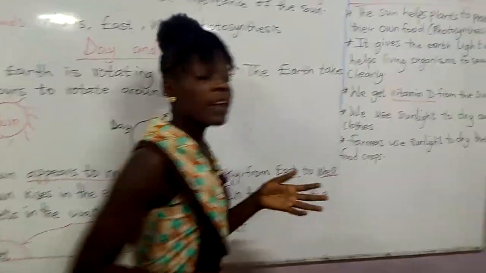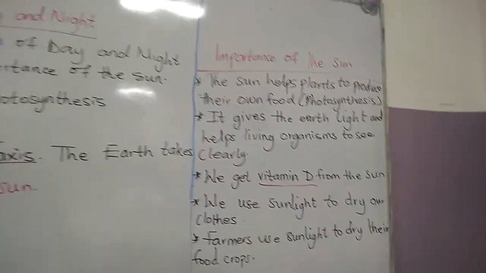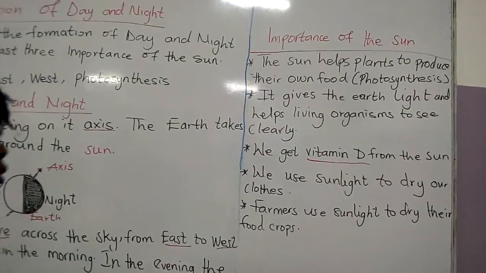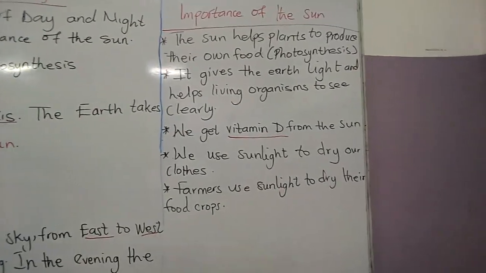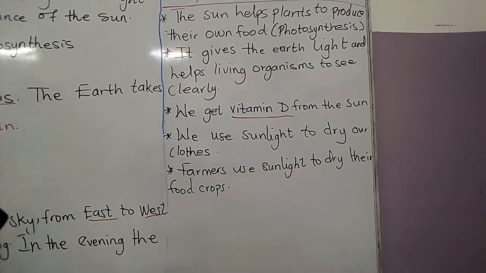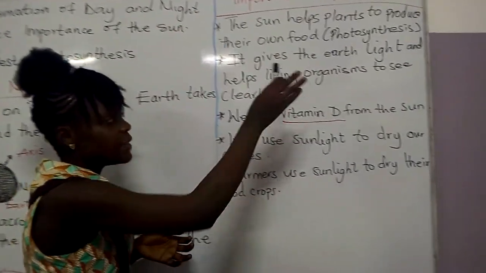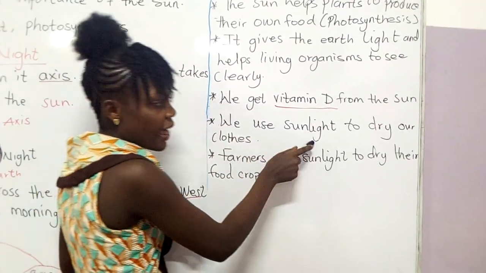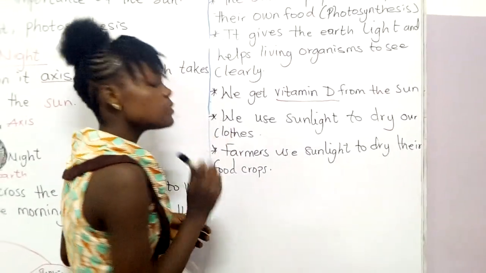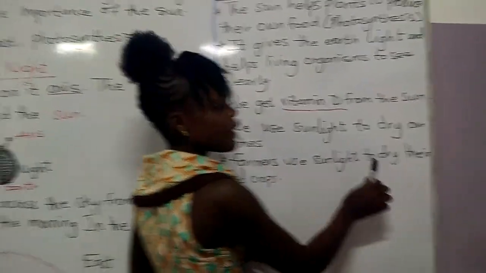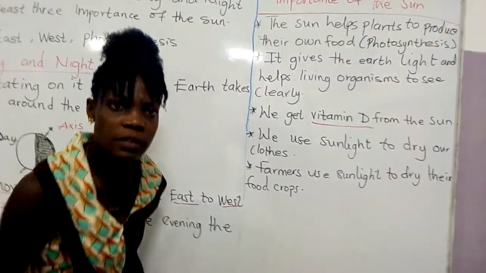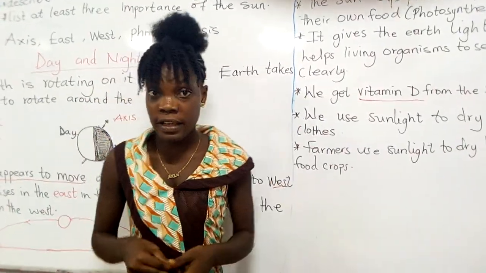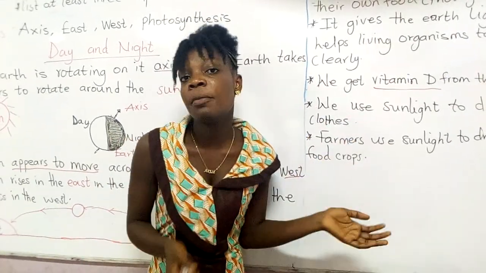So we come to the importance again. We say that the sun helps plants to produce their own food. It gives the earth light and helps living organisms to see clearly. We get vitamin D from the sun. We use sunlight to dry our clothes. Farmers use sunlight to dry their food crops. I hope you too will be able to get some importance of the sun. Try to search for more importance of the sun.